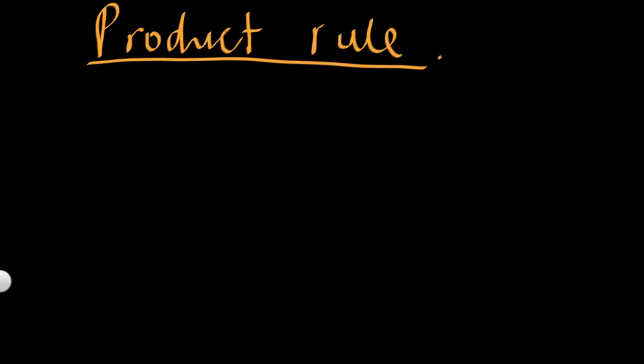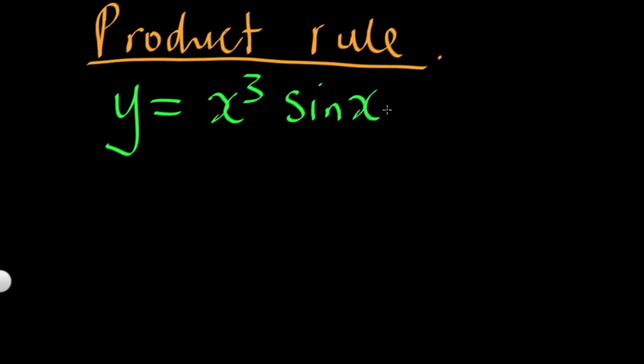When we say a product, it is the answer that we get after multiplying two or more things. So a product, we get it after multiplication. So we use the product rule if we have functions multiplying each other. In this case, let's say I have here y is equal to x cubed sine x. This is a product. I am multiplying this function by that function.